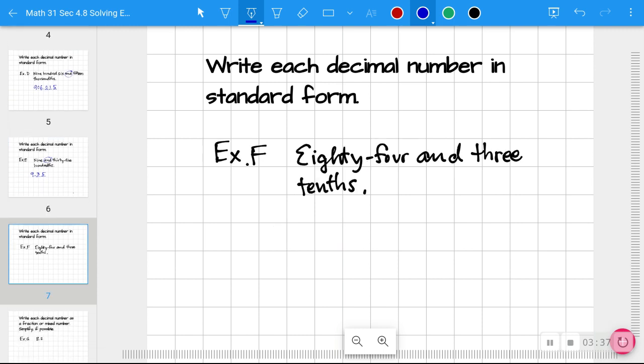84 and 3/10. So 84. Then you got the "and." There's your indication of your decimal. Tenths is the first column, so we just put a 3 there, and we've got our 3/10.